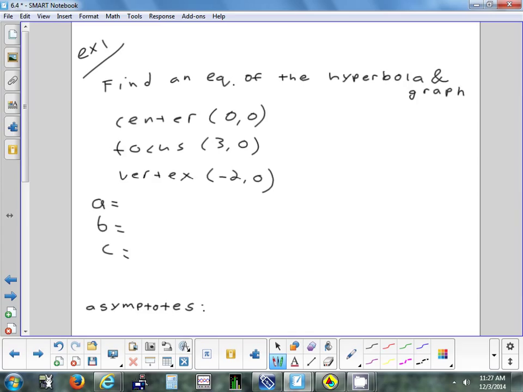My center is 0, 0. My focus is 3, 0. What letter is that going to help me get? If I know where the focus is, it's going to help me to get C. If I know where the center and the focus is, find the distance between them. That's C. What's the distance between the center and the focus? 3. How about the vertex? What letter does that help me get? A. Find the distance between the center and the vertex. How far apart is the center and the vertex? 2 units apart. How are we going to get B?